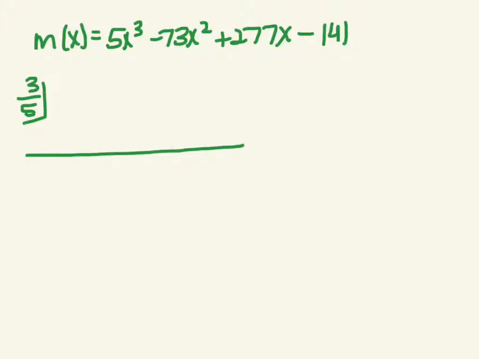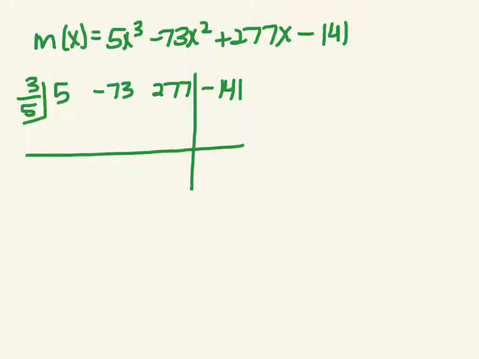Alright, so I recopied the original polynomial so I could remind you where the numbers for synthetic division come from. So 3/5, that was our winner. That's where it crosses the x-axis. So across the top for synthetic division, I'm going to write 5, negative 73, 277, and negative 141. Make sure you take the signs with the coefficients.